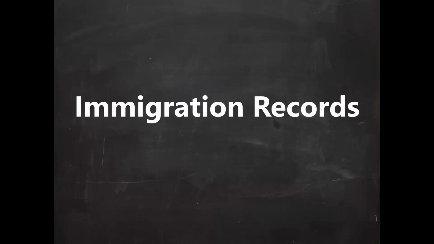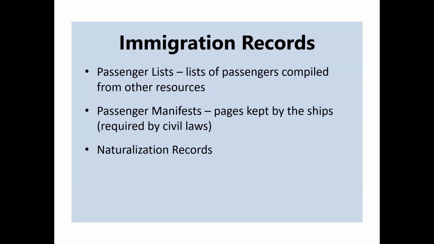Immigration records, they can tell you a lot. Passenger lists are lists of passengers compiled from other resources. We often, again, use passenger lists and passenger manifests interchangeably. So a passenger list is a list of passengers that was compiled from some other resource.